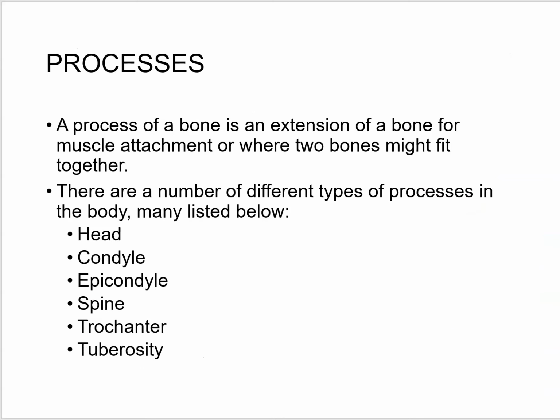We have processes. A process would be an extension or an outcropping of bone. And so usually processes can be either from muscle attachment. You can have muscles that will attach to these bumpy, bony outcroppings, or we can even put two bones together there. So we'll see a few different types of these. So here we list the different types of processes you have. Some of them are pretty general and can be found on multiple bones, and then other ones are pretty specific to certain bones in your body. So there's a slide for each one of these different types of processes.